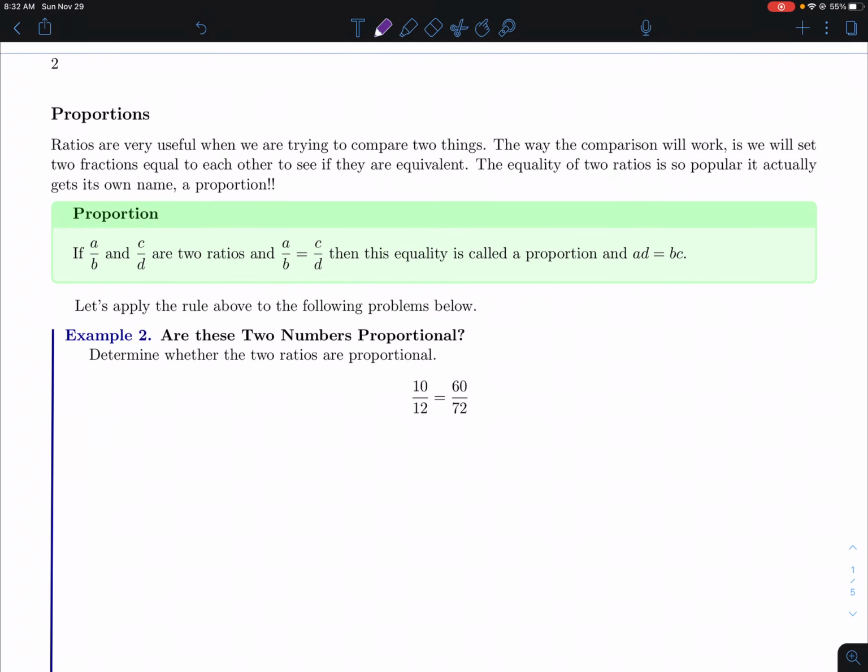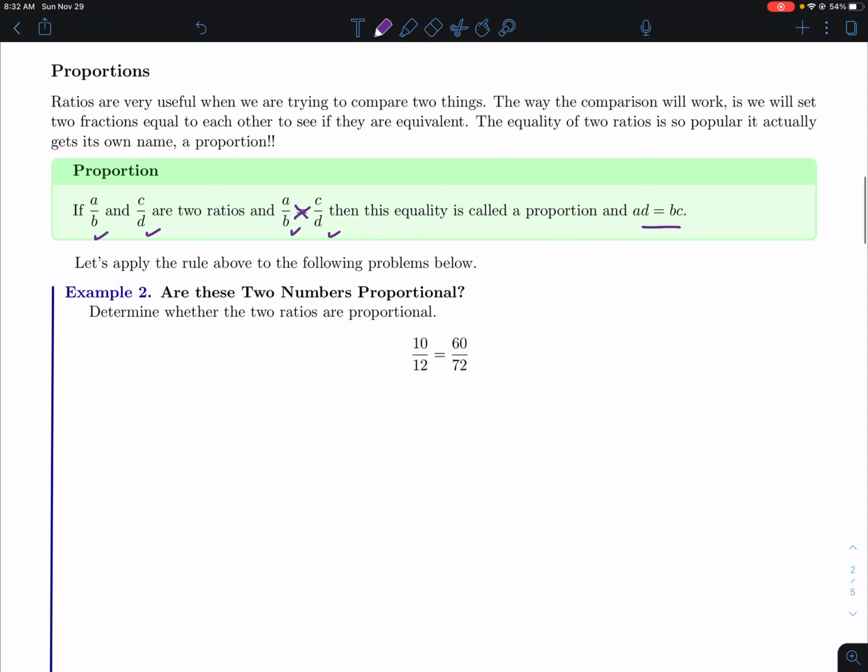Proportions are where we're trying to compare two things. These are two fractions that we set equal to each other. If a over b and c over d are two ratios and a over b equals c over d, then this equality is called a proportion. This is another way of thinking about equivalent fractions. If we cross multiply, a times d has to equal b times c.